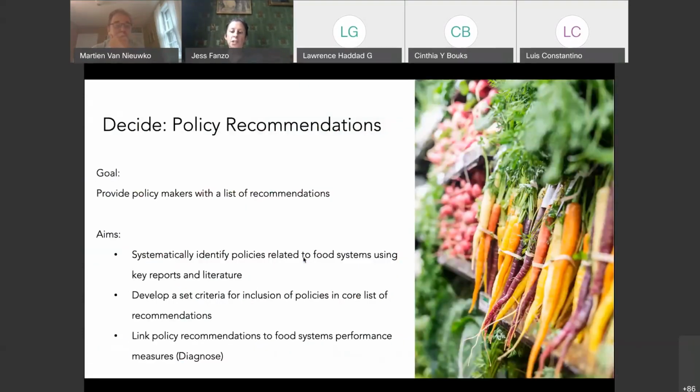And we're developing, in collaboration with Corinna Hawks and her team, policy actions and recommendations that countries can consider taking on to improve certain parts of their food system. So we're working on that as well. So stay tuned. We hope to launch that in January, which will create a much more robust dashboard, in that it's not just describing, but it's diagnosing and deciding.